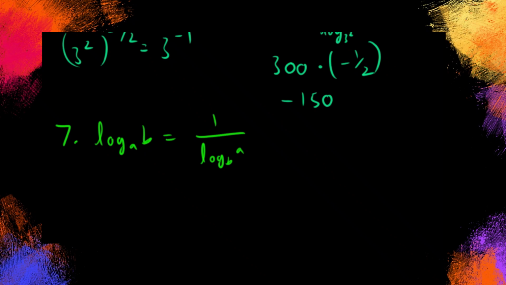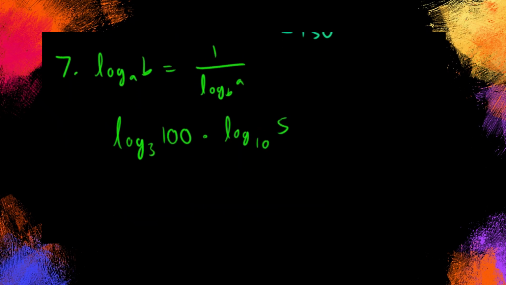So we can do another example problem here. Suppose we want to multiply log base 3 of 100 times log base 10 of 5. Let's do something like that, I think. Should be good. So we can actually rewrite this as 1 over log base 100 of 3, and multiplying this by log base 10 of 5.